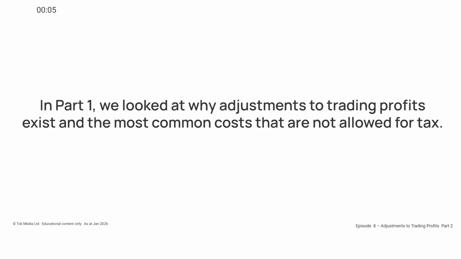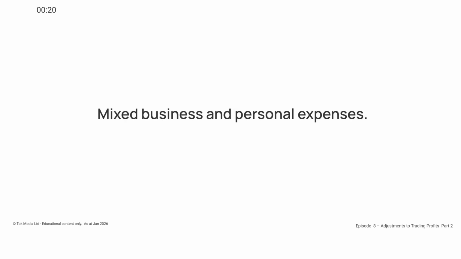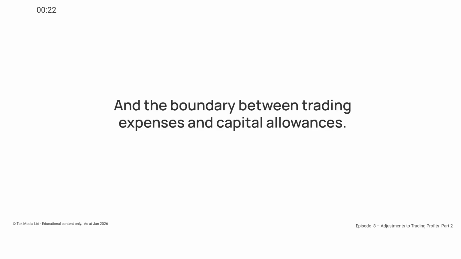In part 1, we looked at why adjustments to trading profits exist and the most common costs that are not allowed for tax. In this part, we focus on the other side of the picture: allowable business costs, mixed business and personal expenses, and the boundary between trading expenses and capital allowances.